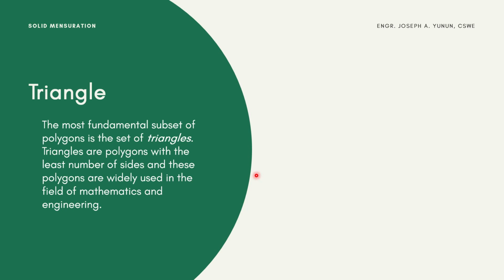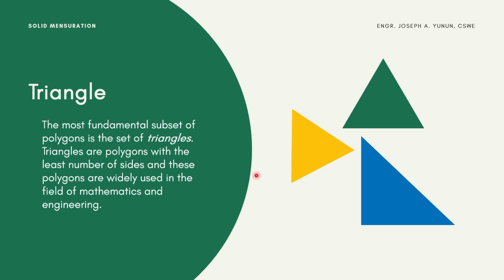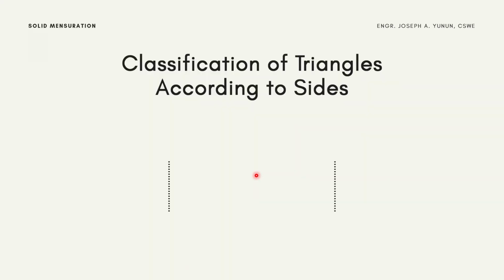So what are triangles? Triangles are the fundamental subset of polygons. Triangles are polygons with the least number of sides, and these polygons are widely used in the field of mathematics and engineering. So, classification of triangles according to their sides.